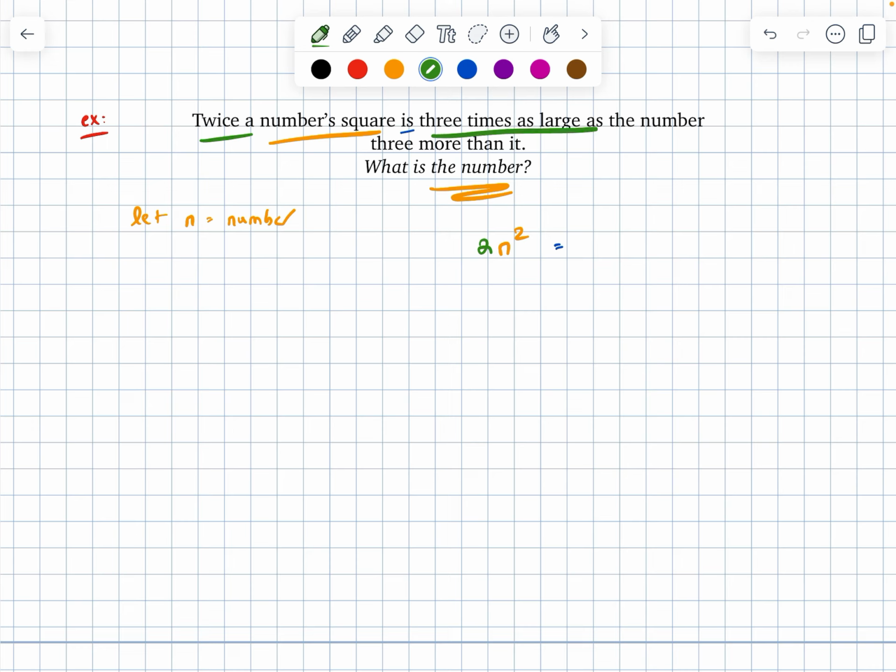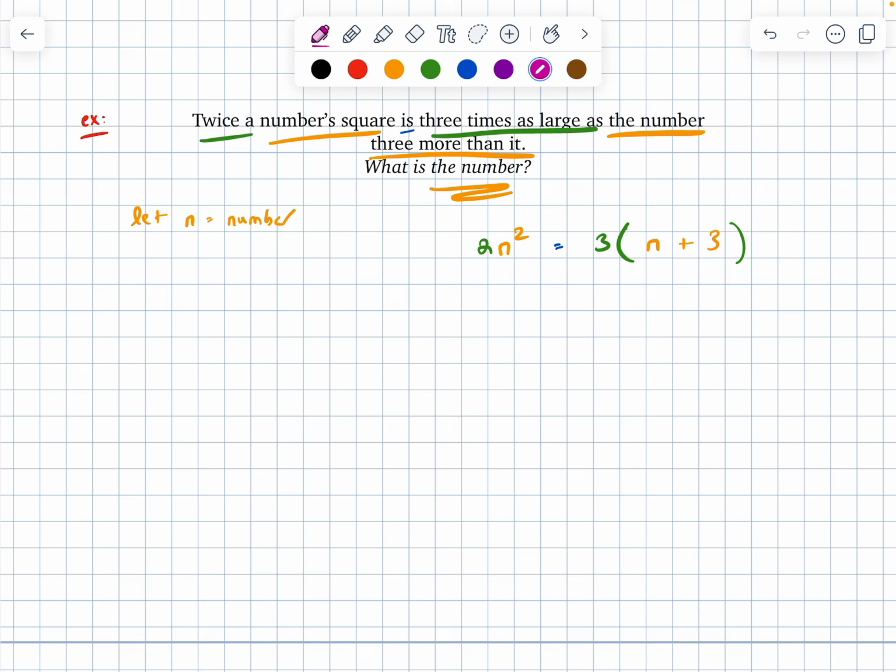There's my equal sign. I'm 3 times as large as something, so this is going to be 3 times something. Let me represent that multiplication with parentheses. I'm 3 times as large as the number 3 more than it, which is 3 more than my number. My number is n. Well, the number 3 more than n would be n plus 3. Here we go. Here is our equation.